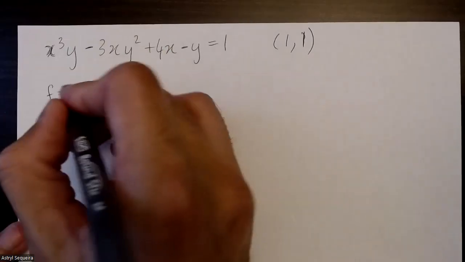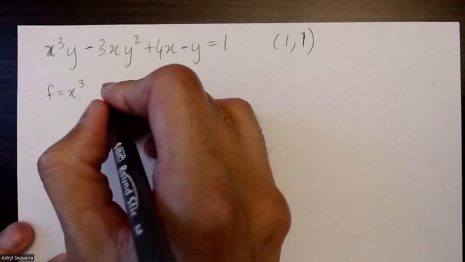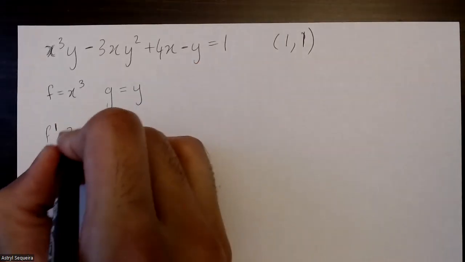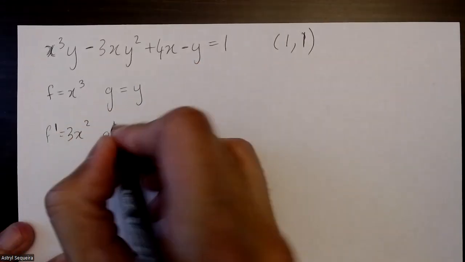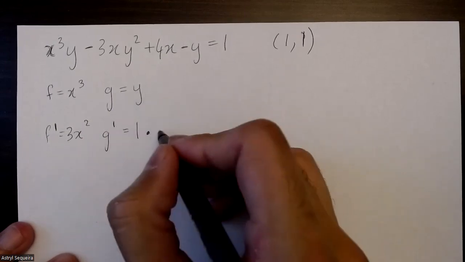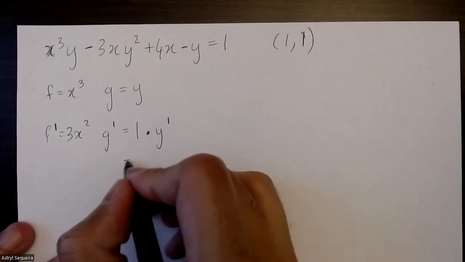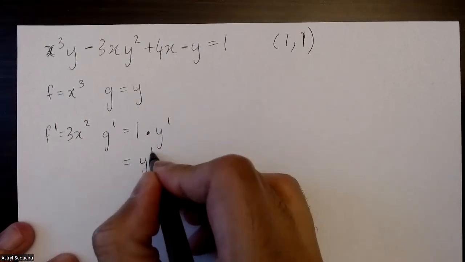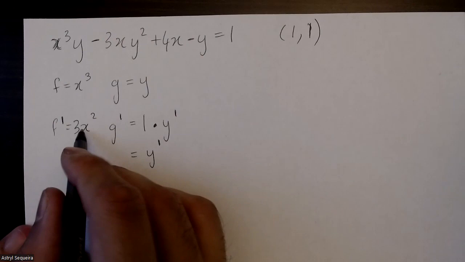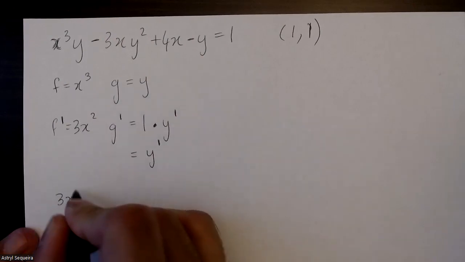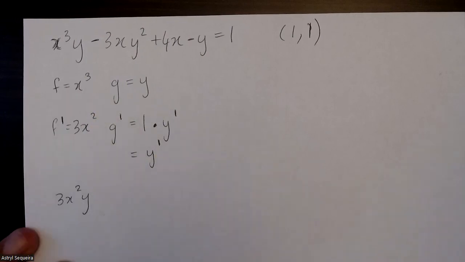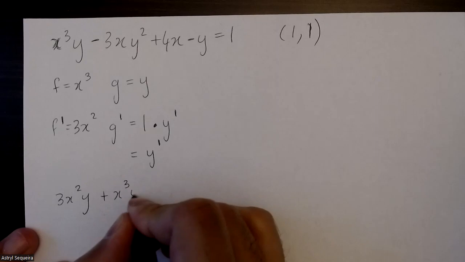So f equals x cubed, g equals y. f prime is just 3x squared, and g prime, the derivative of y, is just 1. And then anytime you derive a y term, you have to multiply by y prime. That's your implicit differentiation. So 1 times y prime is just y prime. So now I can put this in my product rule, which is f prime times g. So that's just 3x squared y plus g prime times f. g prime times f is just x cubed y prime.